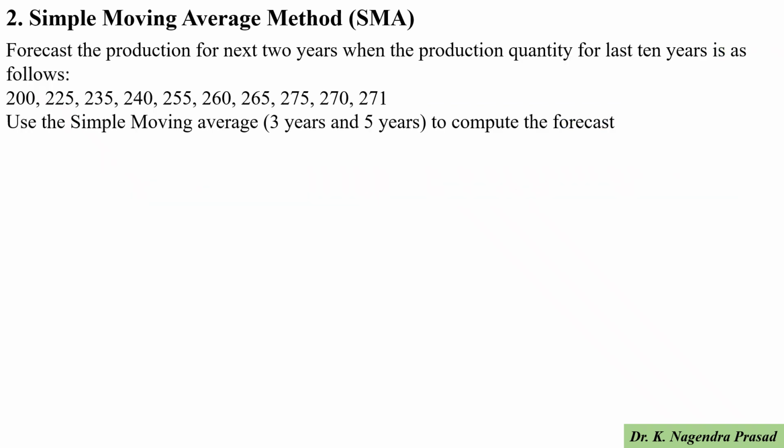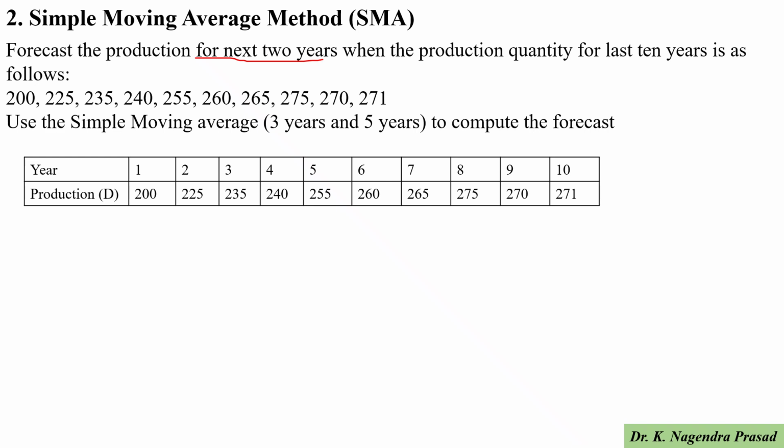Let's see one example problem for the simple moving average method. Forecast the production for the next 2 years when the production quantity for the latest 10 years is as follows. The last 10 years of actual production or actual demand are given. Then you have to calculate the forecast of production for the next 2 years. Use the simple moving average to compute the forecast.